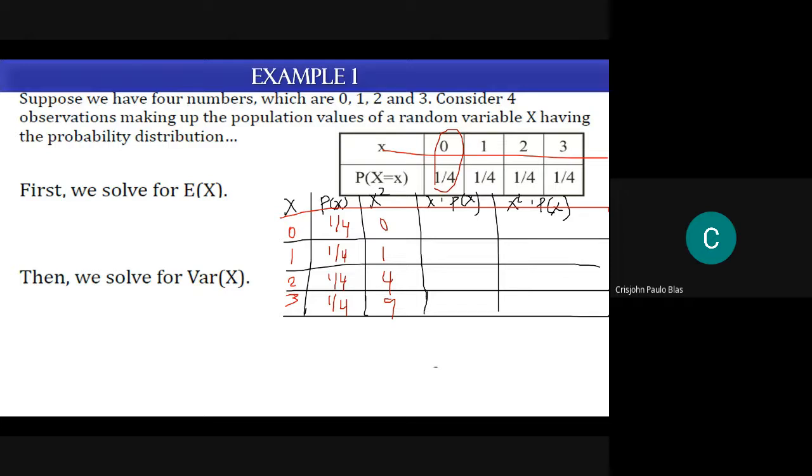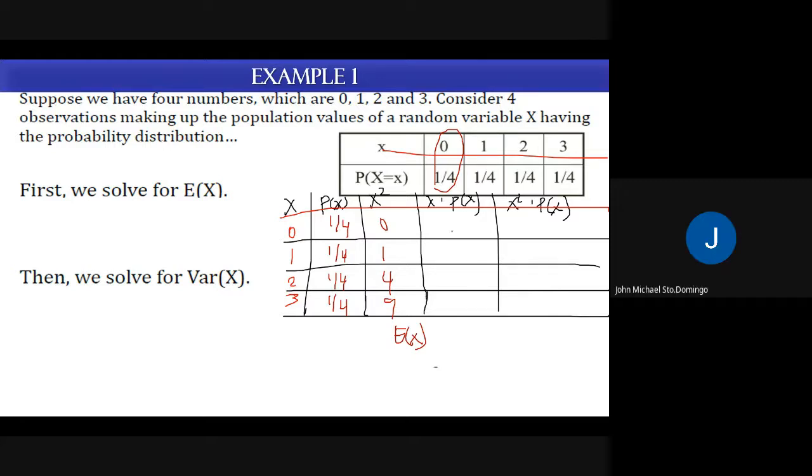Next, we have the X times P of X. And then after getting the X times P of X, that is the sum. That is the sum of the product, di ba? We will get the expected value or the E of X. Ayan, thank you daw. Okay, Rafa. May calculator ba, Rafa? Wala. Sinong may calculator dyan? Okay, si Santo Domingo na lang. Santo Domingo, open your mic, Michael.